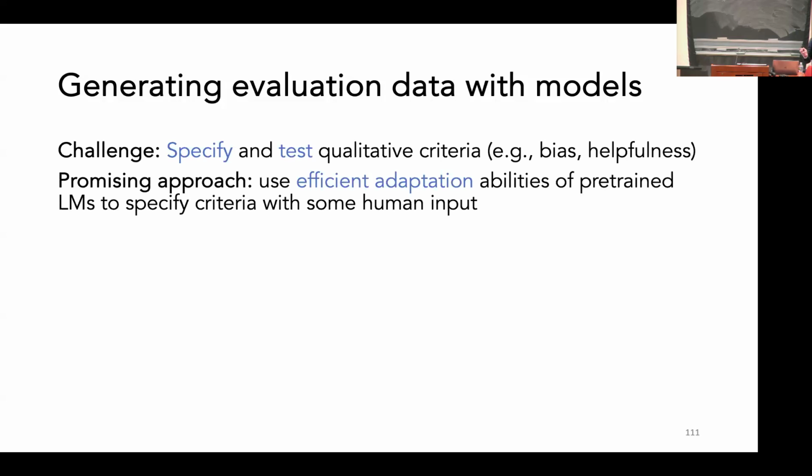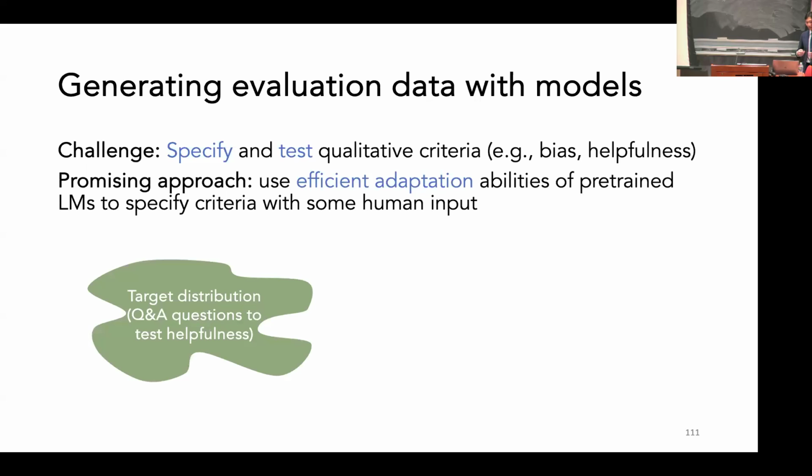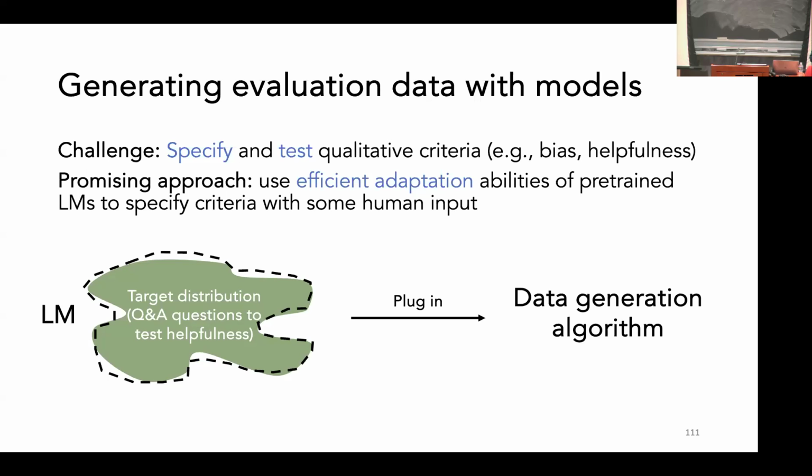To put on our data distributional hats, we can think of, for example, the distribution of Q&A questions that are relevant for testing helpfulness as some kind of target distribution. With some amount of human input, we can use a pre-trained language model to model this target distribution. And now we have a way of defining the relevant set of distributions to use within a data generation algorithm that we talked about before.